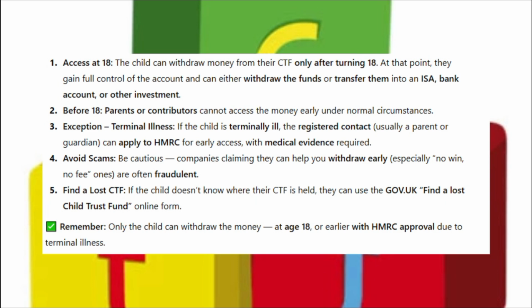Before 18, parents or contributors cannot access the money early under normal circumstances. There are some exemptions, for example, terminal illness. If the child is terminally ill, the registered contact, usually a parent or guardian, can apply to HMRC for early access with medical evidence required.